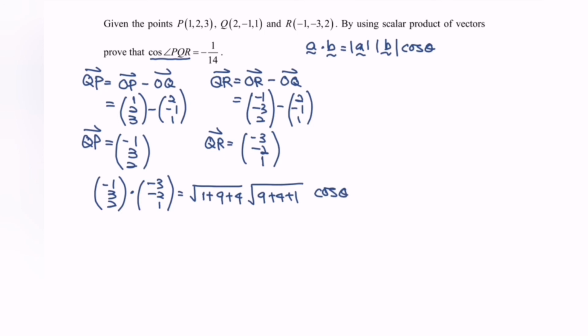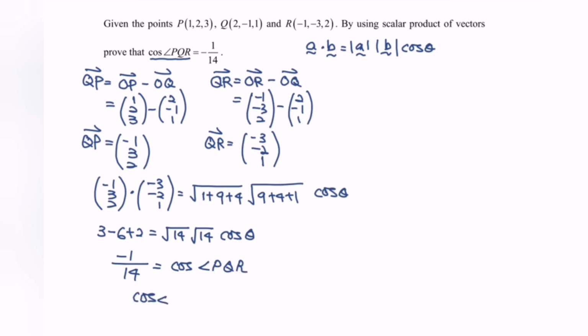Focus on the left hand side, where we dot the vectors. So 3 minus 6 plus 2 equals square root of 14 multiplied by square root of 14 cos theta. So 3 minus 6 plus 2 gives negative 1, over square root of 14 multiplied by square root of 14, which is 14, equals cos of the angle PQR. Rewrite the situation: cos of the angle PQR equals negative 1 over 14. And we have already shown the situation.